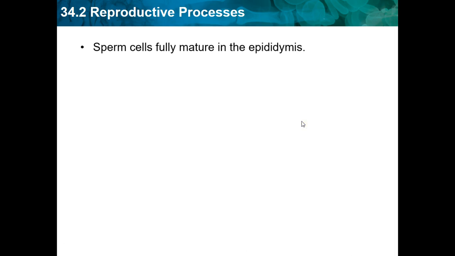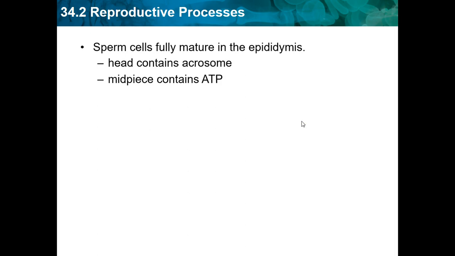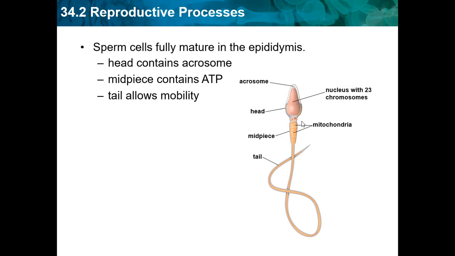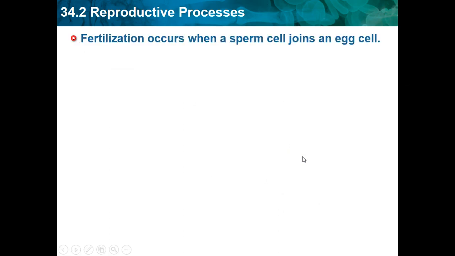Sperm cells fully mature in the epididymis, and the head contains the acrosome. The midpiece contains ATP, and this you don't need to know, and the tail allows mobility. You do not need to know the diagram of the sperm.